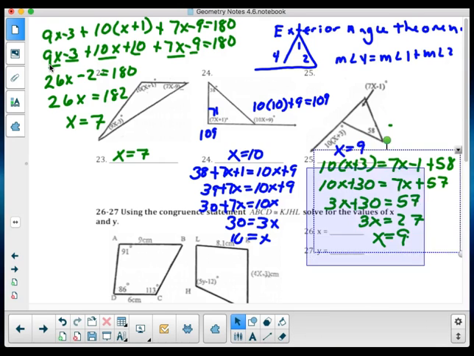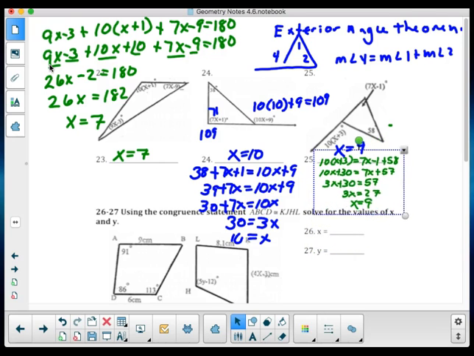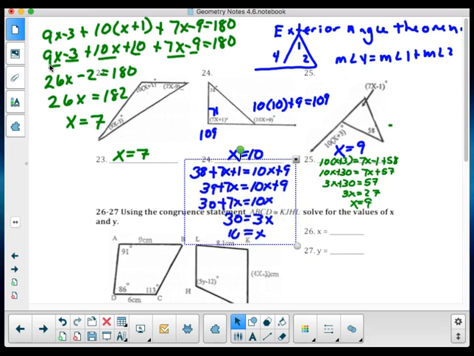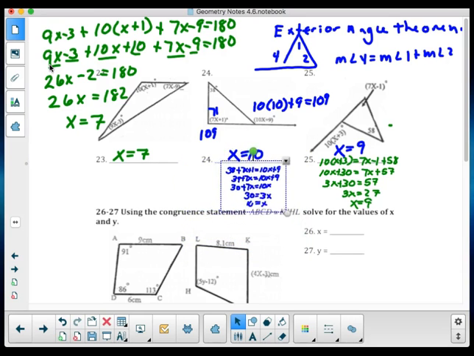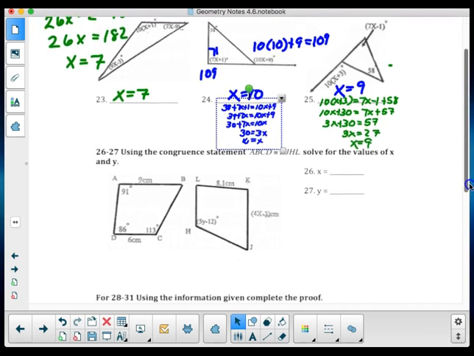And I'm going to bring that down a little bit and this down a little bit, so it's out of my way for this next problem. But those are the answers for 23, 24, and 25.